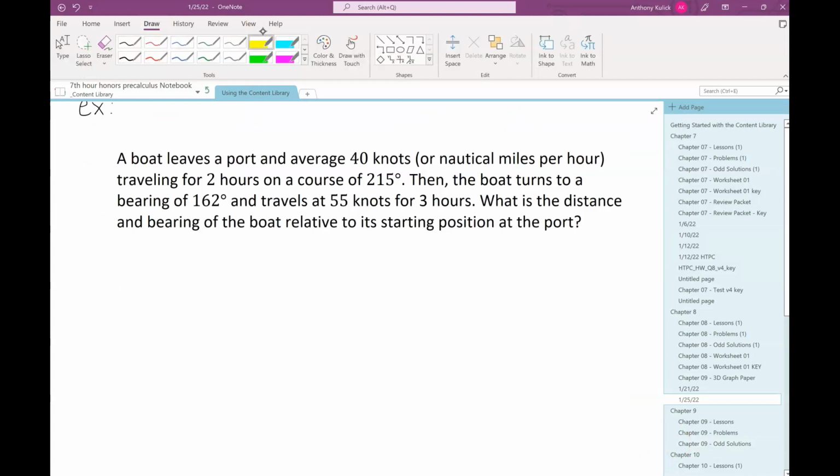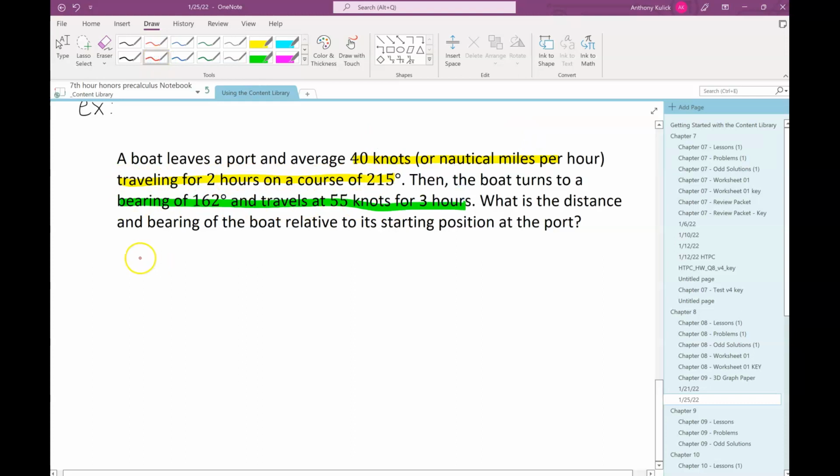A boat leaves a port and averages 40 knots for 2 hours on a course of 215 degrees. And then the boat turns to a bearing of 162 degrees and travels 55 knots for 3 hours. What is the distance and bearing of the boat relative to the starting position at the port? So the first thing I'm going to do is observe that basically I have two vectors here.